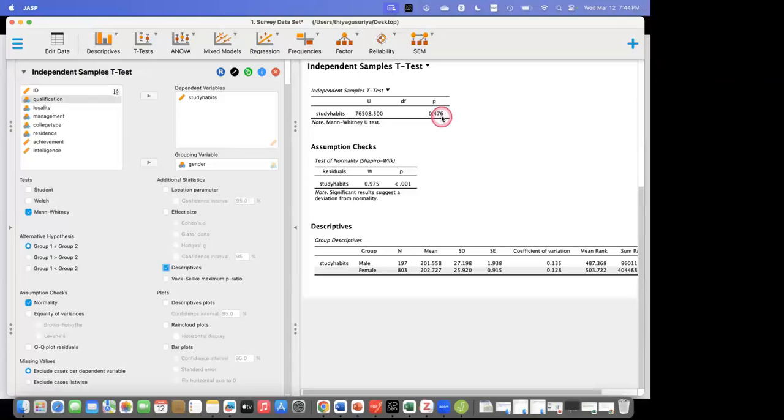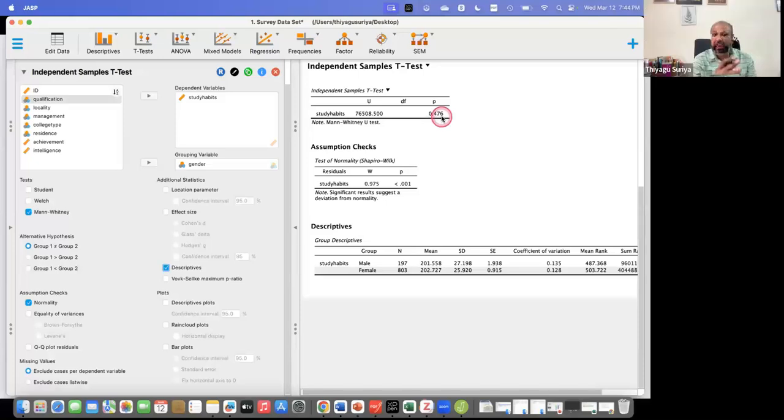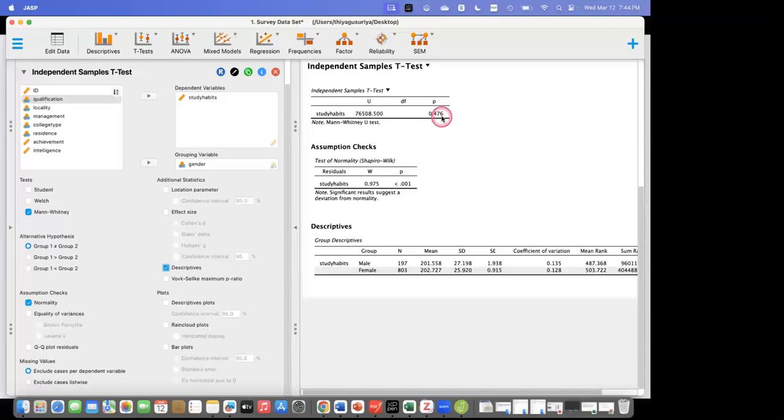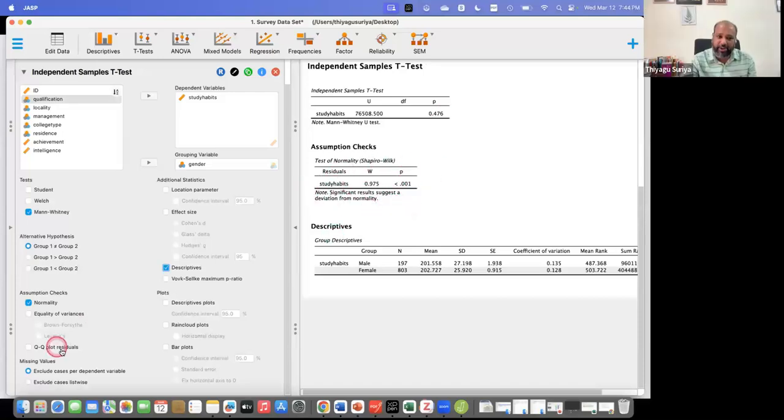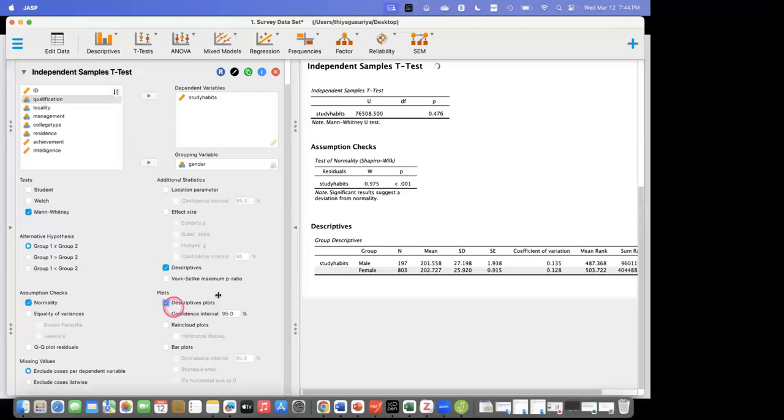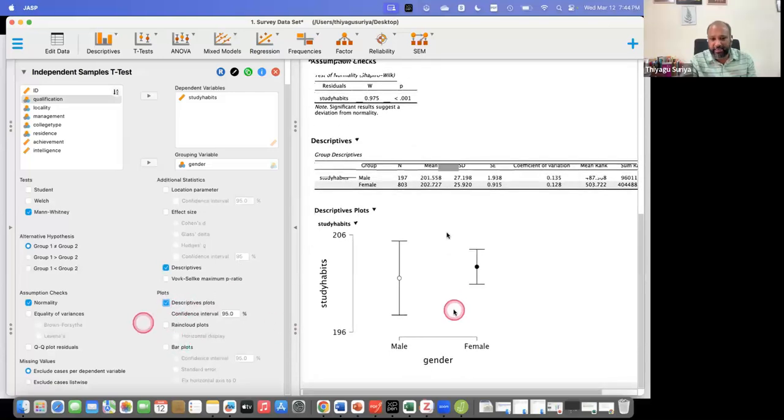Yes, sir. Now understand this scenario. So how did you decide the normality, sir? Based on the assumption checks, I'm checking statistically. Suppose I'm going with the diagram: previously, you can check with this one. You can go with the descriptive plots also. When you go to the descriptive plots, I get the descriptive plots.